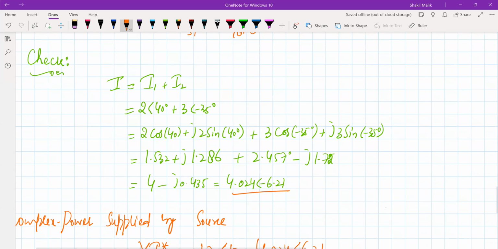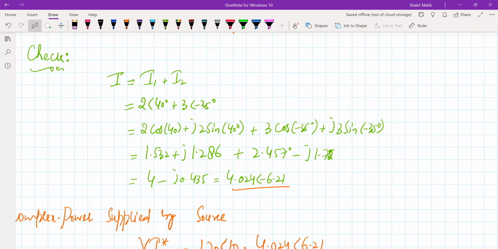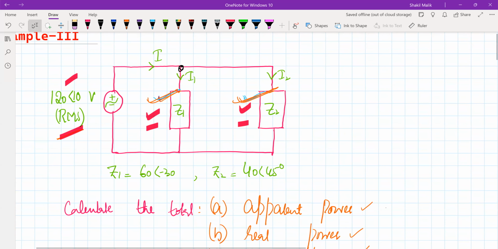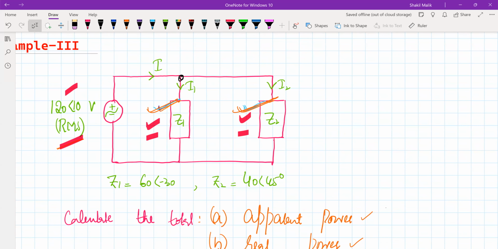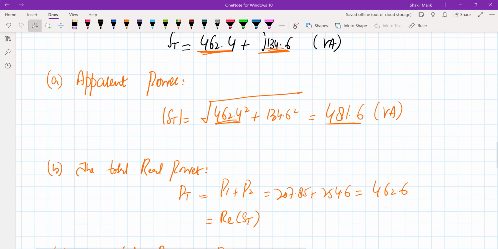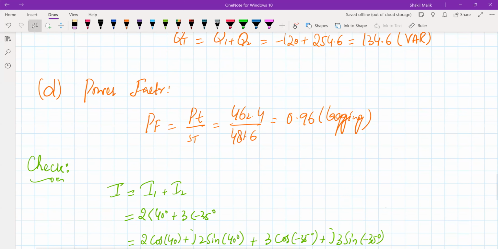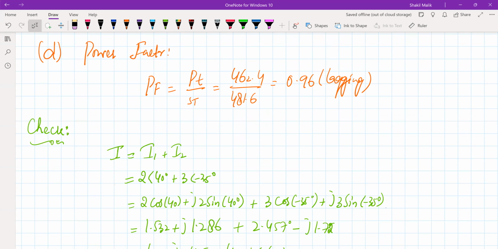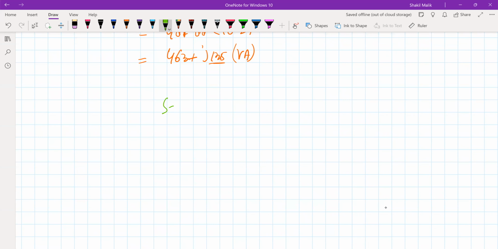So earlier, I calculated the complex power absorbed by these two elements, then summed that, and said this is the complex power supplied by the source. But if I don't use this approach, I can use the current and voltage approach. To get the complex power, I can use S is equal to V times I conjugate. If I know the voltage and the current, I can get the complex power.